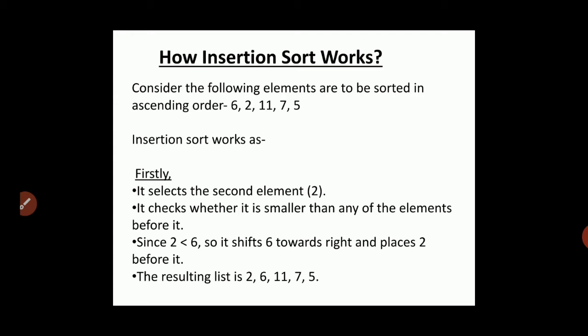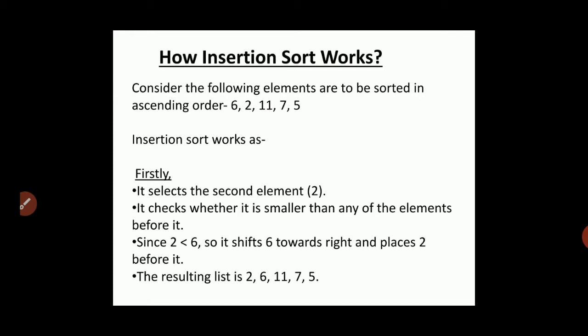So firstly, it selects the second element. Why? Because it has to compare with the first element, since it knows the first element is either lesser or greater. That means for comparison, we take the second element of the array, okay. Then second point, it will check whether it is smaller than the element before.